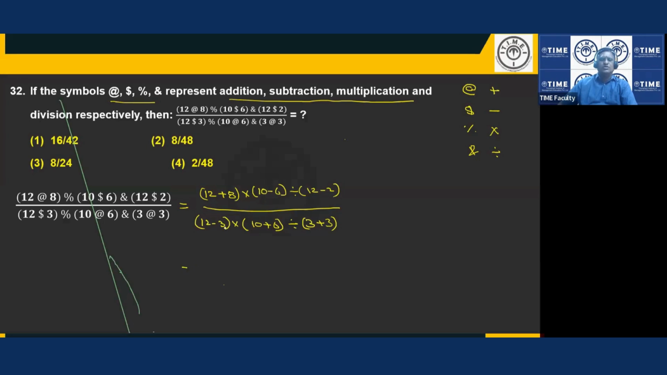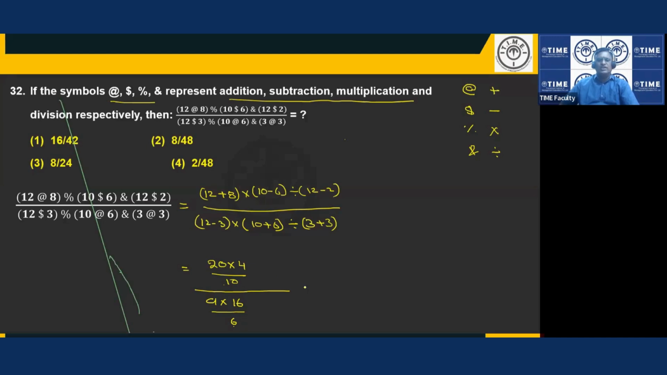Now 12 plus 8 is 20, into 10 minus 6, 4, divided by 12 minus 2, 10. Okay, this is next, 12 minus 3, sorry, 9. 10 plus 6 is 16, divided by 3 plus 3, 9. Okay, sorry, 3 plus 3 is 6.